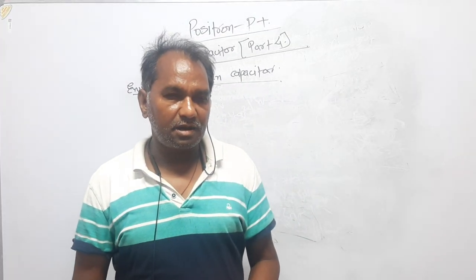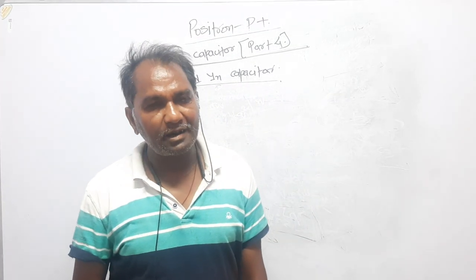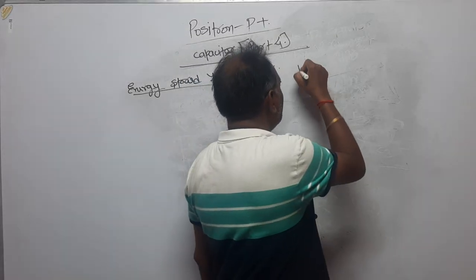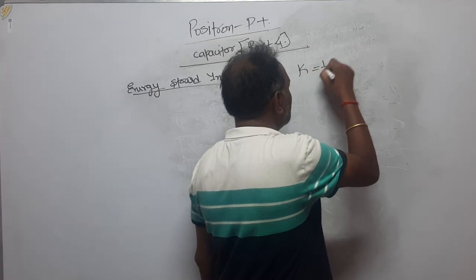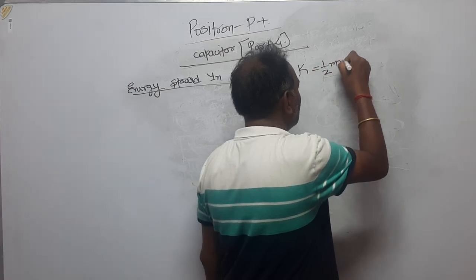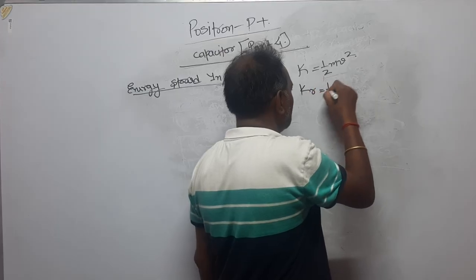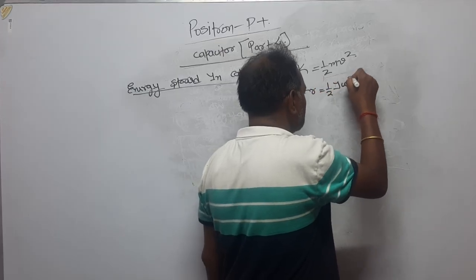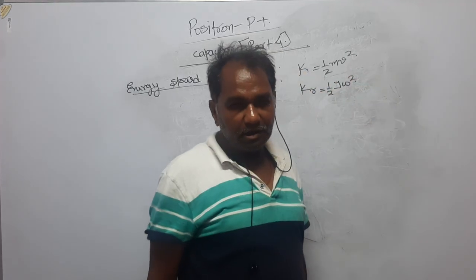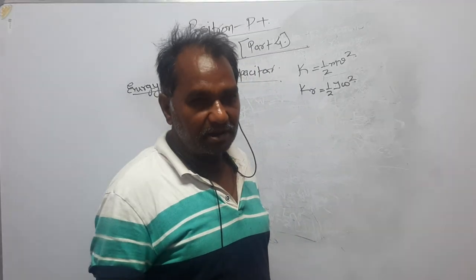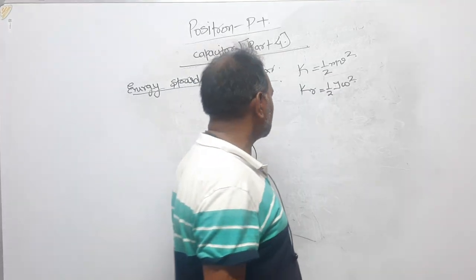I'm going to compare all the kinetic energies or the types of energies you know. In linear motion, kinetic energy is actually half mv square. In rotational motion, kinetic energy is half I omega square, right?